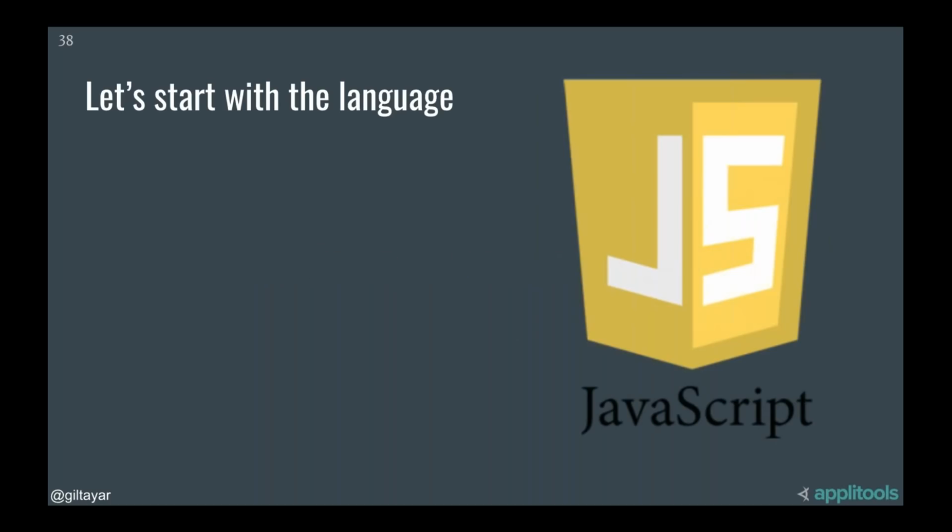Let's start with the language. Get used to it. Front-end testers have only one language, basically. It's JavaScript. They may be proficient with Python, they may be proficient with Ruby, they may know a little bit about Java or C#, but 99.9% of their time, they are using JavaScript.